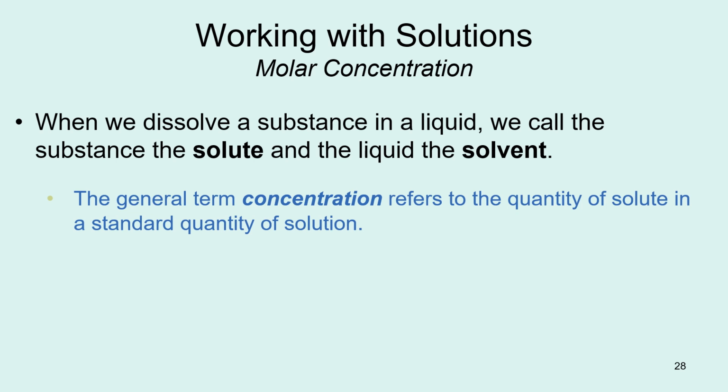Now we know the term concentration. The term concentration refers to how much solute is in a certain quantity of solution. And of course, you have to have both, because if I said to you, I put a teaspoon of salt in there, well, what did you put it in? It could be a very, very dilute solution if you put a teaspoon of salt in a swimming pool. But if you put a teaspoon of salt in a cup of water, that might be much more concentrated. So concentration depends both on the quantity of the solute and the quantity of the solution, or the solvent.